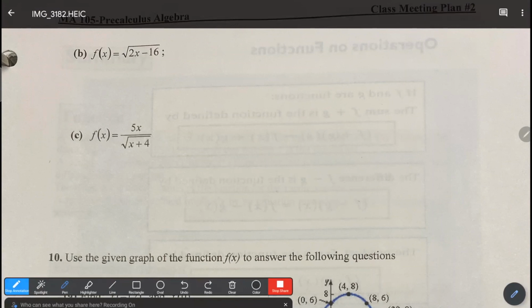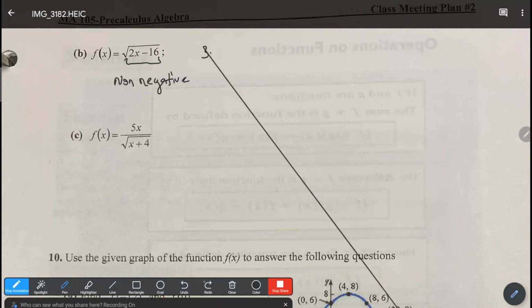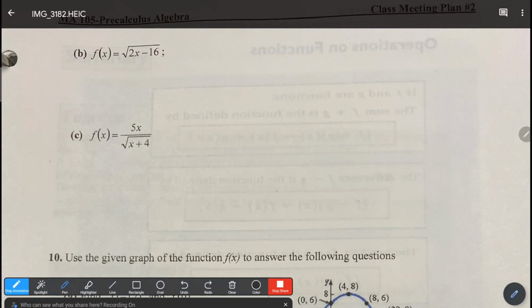Now, what we know about these values is they cannot be negative, right? You can't have a negative on the inside. Non-negative. Can't have a negative on the inside of your radical. So what we're going to do is say, okay, well, what if you have a square root, that is? Cube root is fine. So we'll talk about it later.